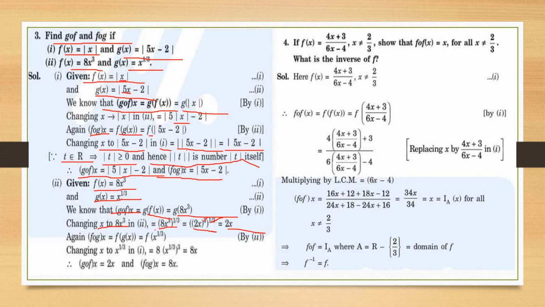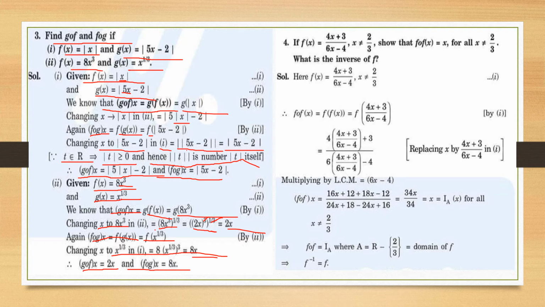Okay. And FOG of x is f of gx, which is f of x raised to power 1 by 3. Now I'll change x by x raised to power 1 by 3 in my function fx. So I'll get 8x raised to power 1 by 3 whole cube. In place of x I'll put x raised to power 1 by 3, and its whole cube will give me 8x. So GOF of x is 2x and FOG of x is 8x.